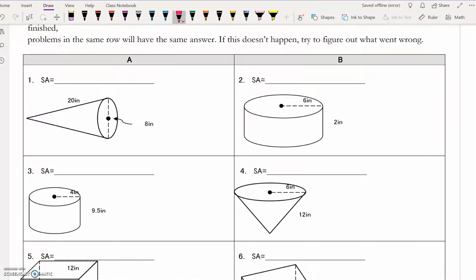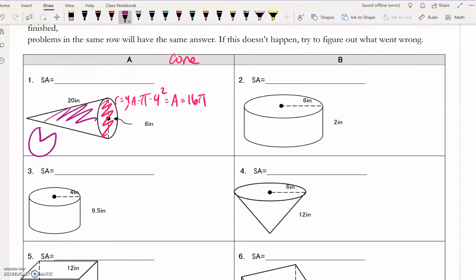Okay, so we have surface area of a cone. I need to find the area of my circle, which is pi times radius squared. If the whole thing is 8, my radius will be 4. Pi times 4 squared is my area, so area equals 16 pi. And then I also need the purple part, which remember looks like a Pac-Man shape if you uncurl it. It's like a flattened tent. So the area of that, remember, is pi times radius times slant height, which is this guy here.